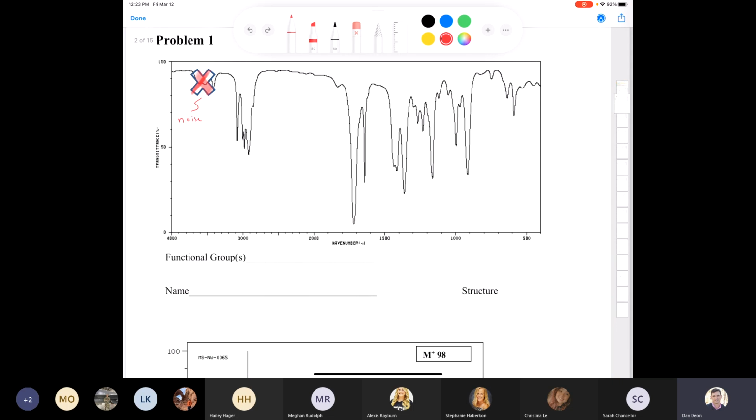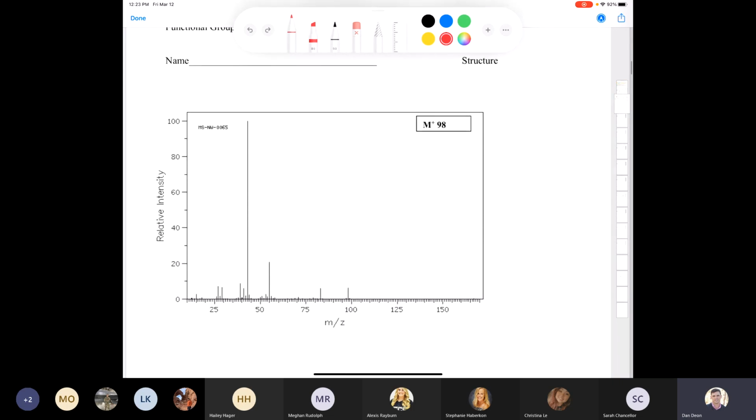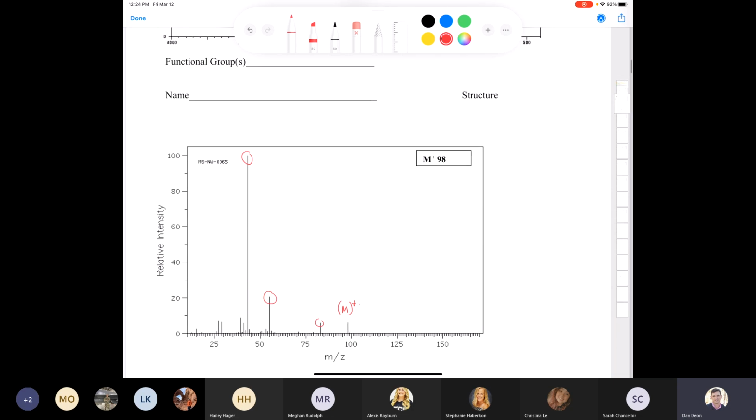So here's the first one. We have a beautiful IR, and then we have an MS to go along with it. We have the molecular ion at a mass over charge of 98. You'll want to try to identify, for example, the base peak, and any other fragments that you're able to identify, especially after today's lecture.